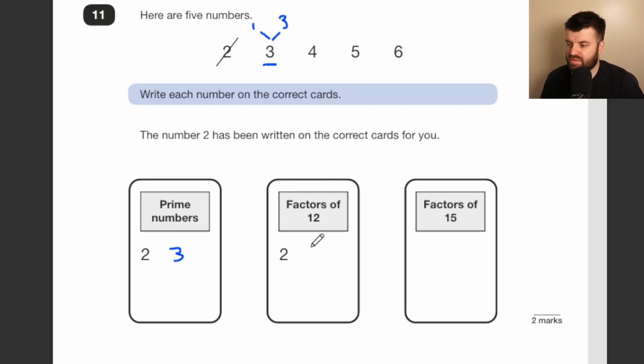Is 3 a factor of 12? Yes, because 3 times 4 is 12. Is 3 a factor of 15? Yes, because 3 times 5 is 15. 3 goes on all the cards. We're done with 3. Number 4, is that a prime number?